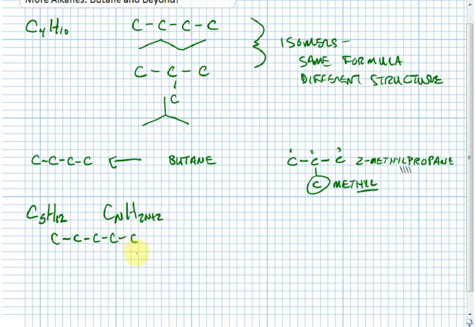Again, we won't show all the hydrogens. We could do the condensed structure. Condensed structure would be CH3, CH2, CH2, CH2, CH3. So there are our 12 hydrogens. The skeletal structure would be 1, 2, 3, 4, 5. And this molecule would be called pentane. Again, ane, all single bonds. Pent, for the fact that it has 5 carbons.